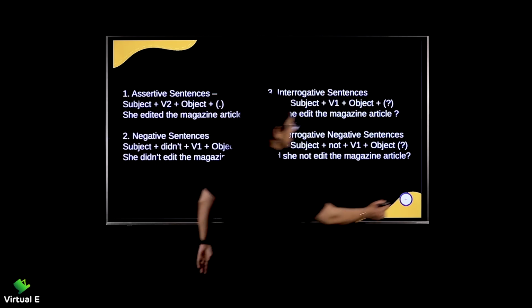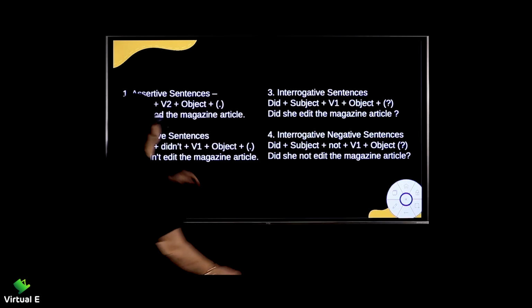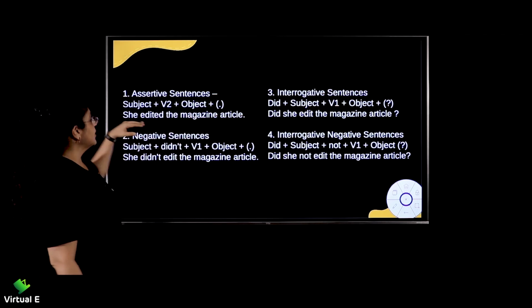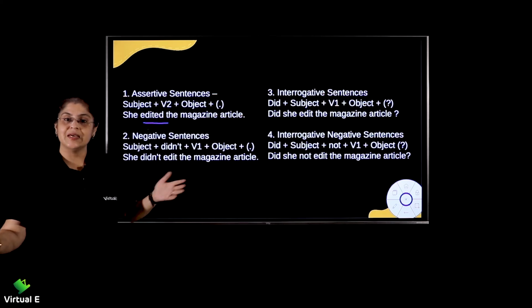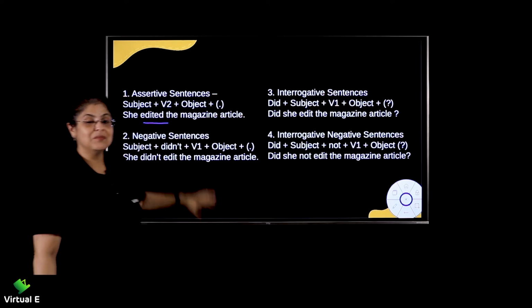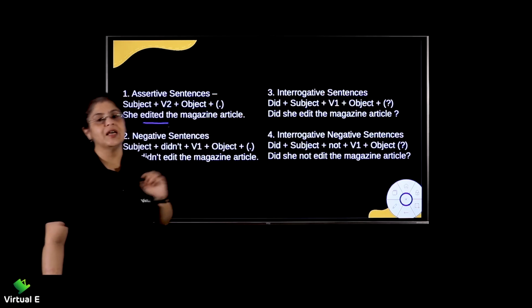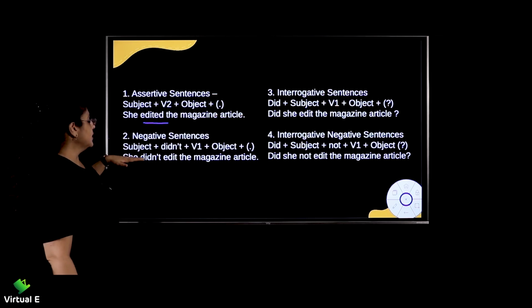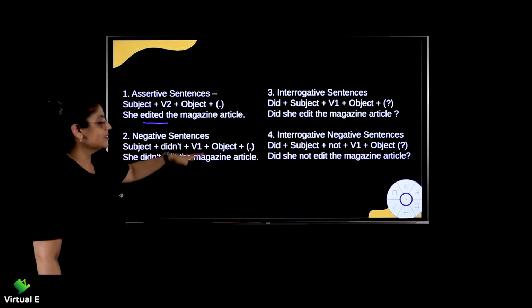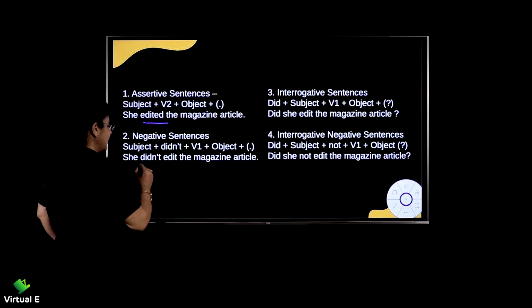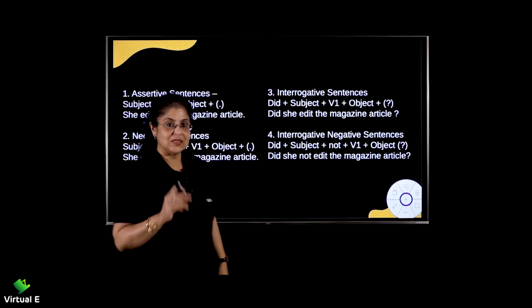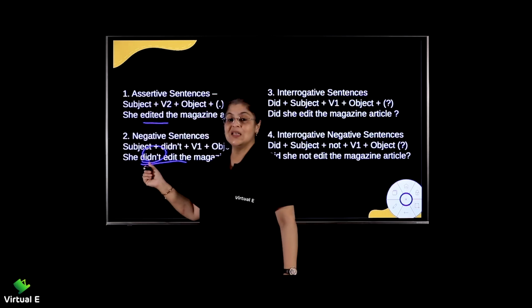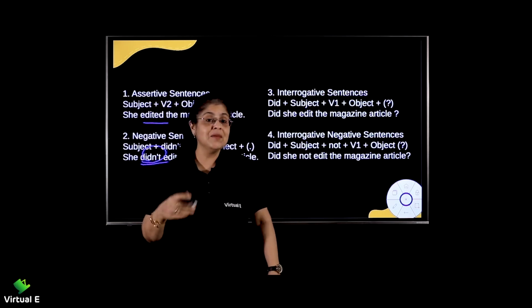Yes. Now here, when I talk about the assertive sentence of the past tense, she edited the magazine article. All that you have is the word edited in the past tense. Now, this is something extremely important for everyone, right? She didn't edit the magazine article. Students, I would like to bring this to your notice, right? Didn't. Now, you remember do and does is present, did is past. Now, here if I am using didn't, right? I am using the past tense.